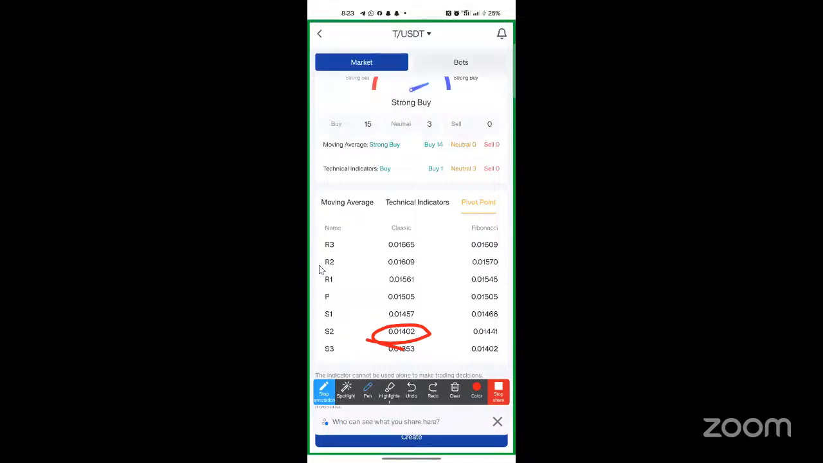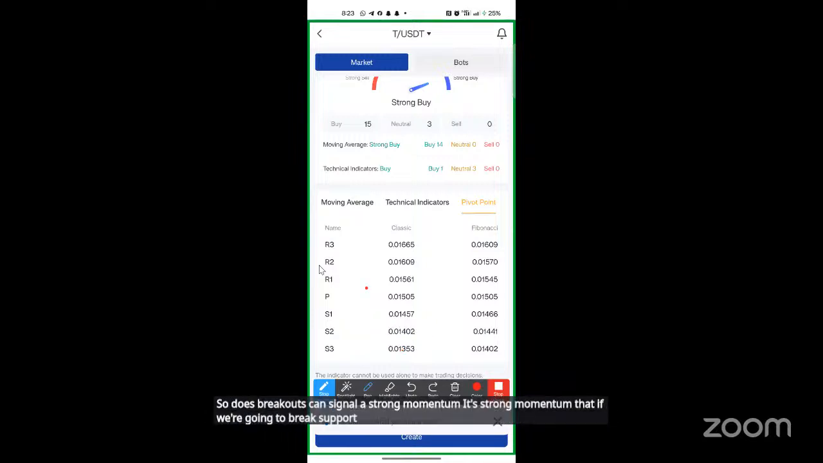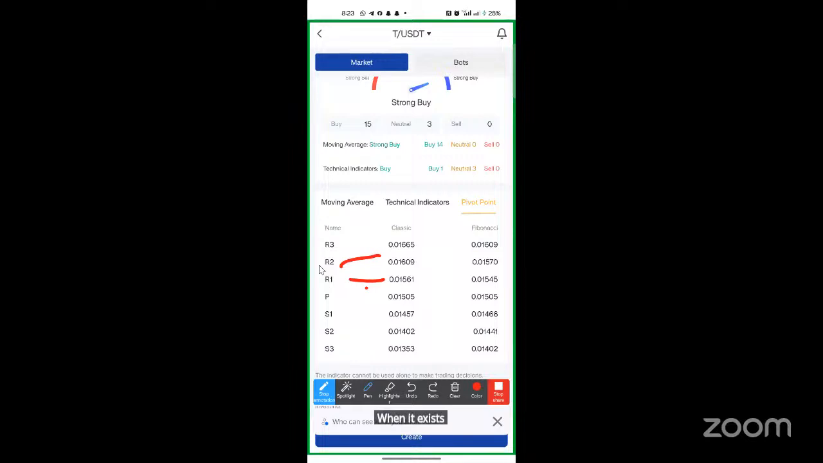So those breakouts can signal a strong momentum. A strong momentum that if a coin breaks support resistance 1, there is a strong momentum of a coin going to resistance 2. When it exits resistance 2, my friend, you are going into a danger zone. Do we follow?